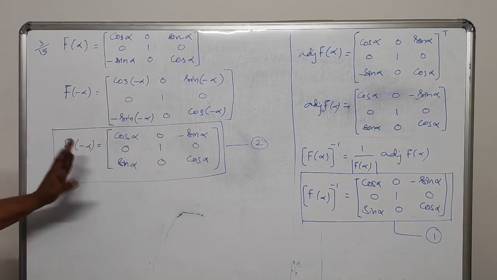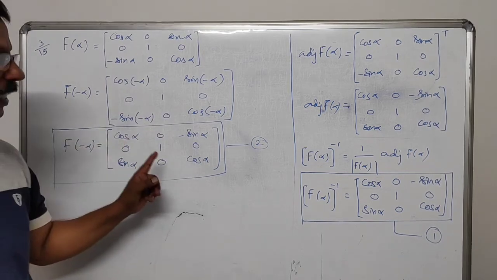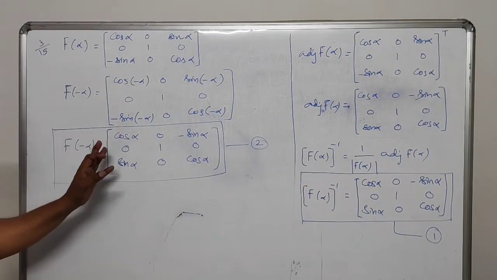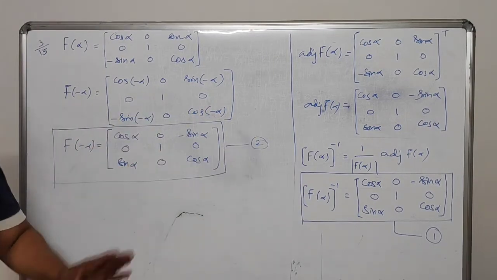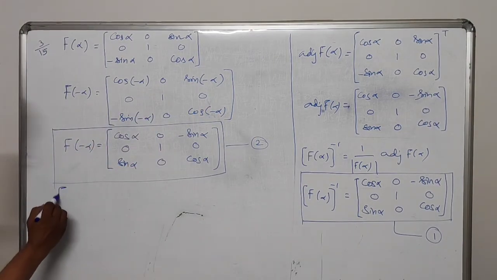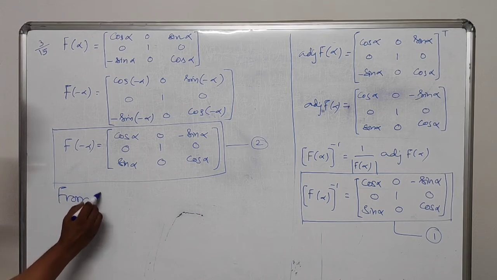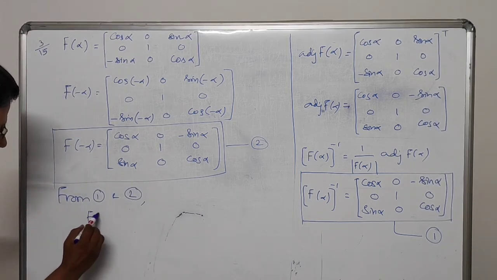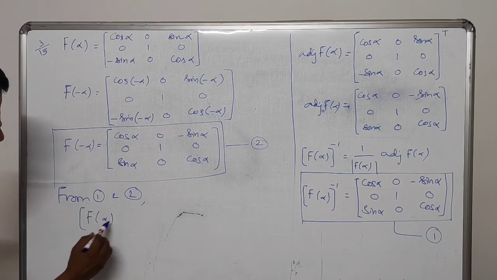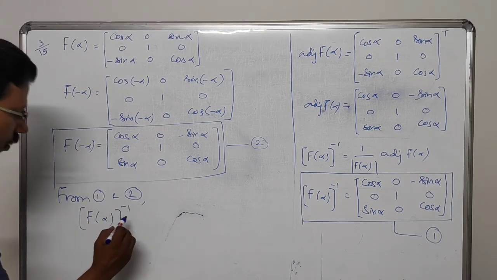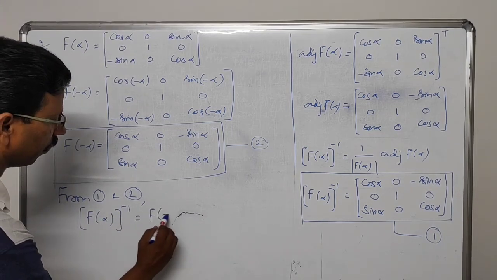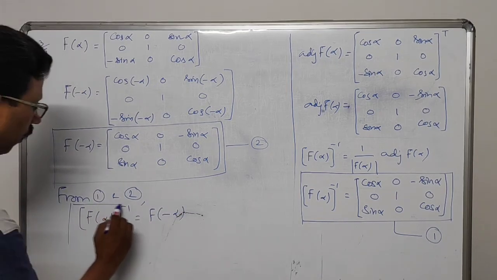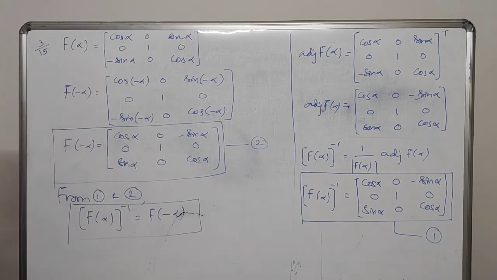Okay. Now after finding f of minus alpha we can verify results 1 and 2. See, 1 and 2 give the same result on the right hand side. Hence from 1 and 2 we can say f of alpha whole inverse is equal to f of minus alpha. Hence we have proved the given result.